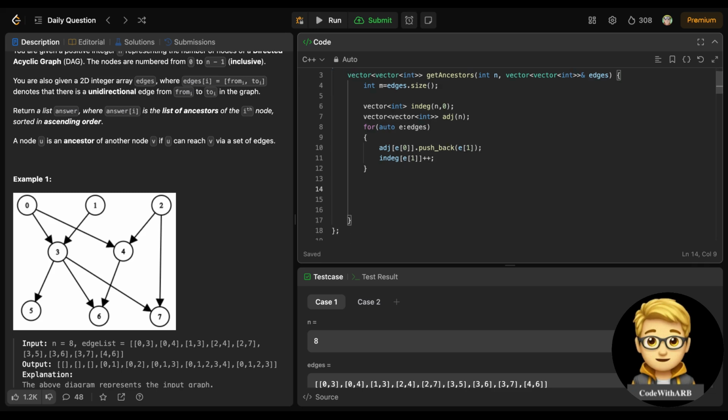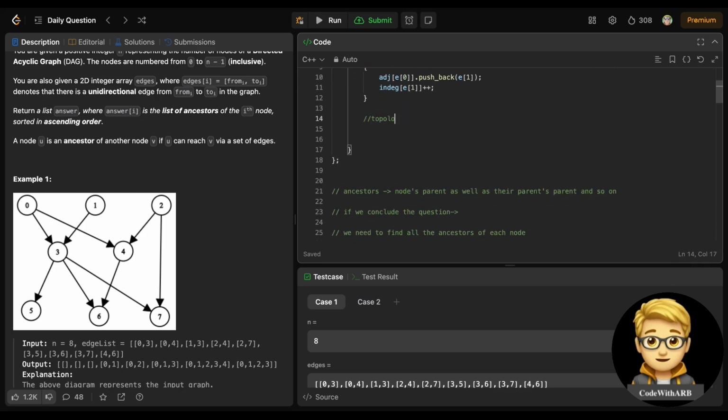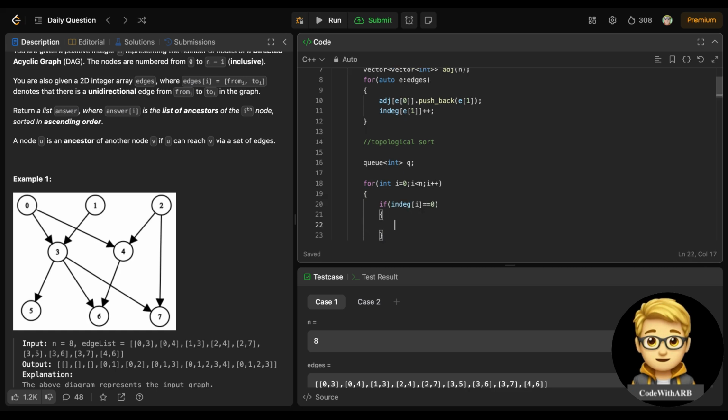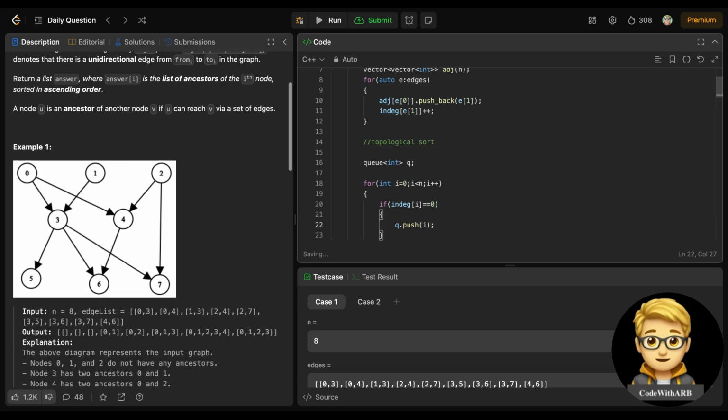Now I will use topological sort. For that I will apply BFS. Which nodes do I need to insert initially? The nodes which have in-degree 0, because it is a directed graph. Those initial nodes don't have any parent, so their in-degree will be 0. So I will insert all the nodes whose in-degree is 0.